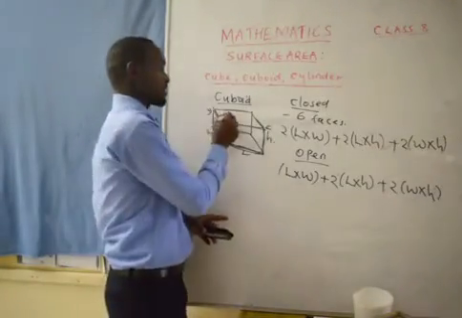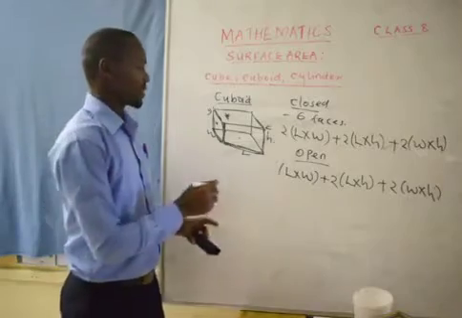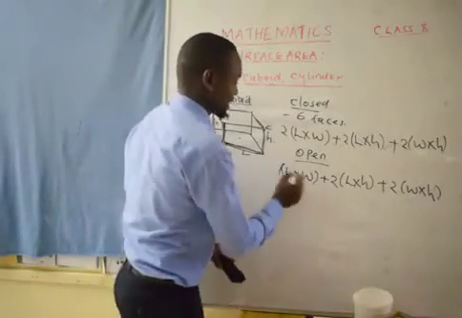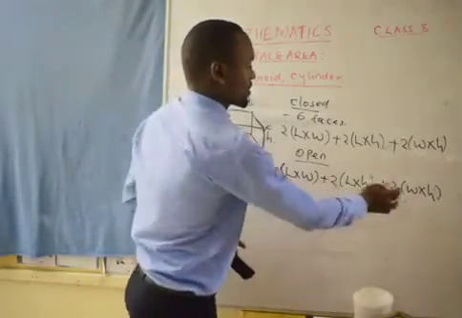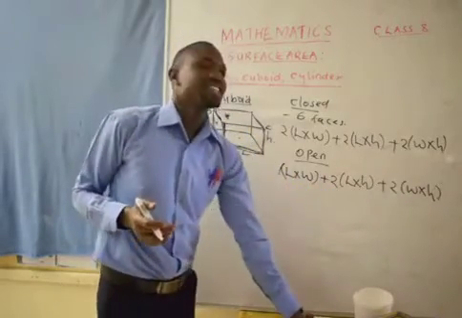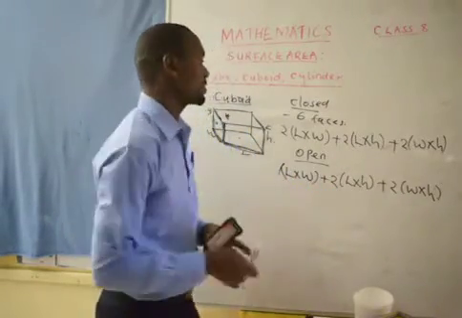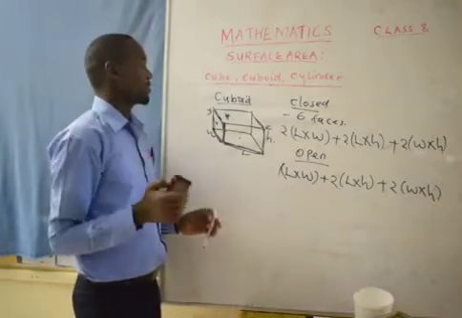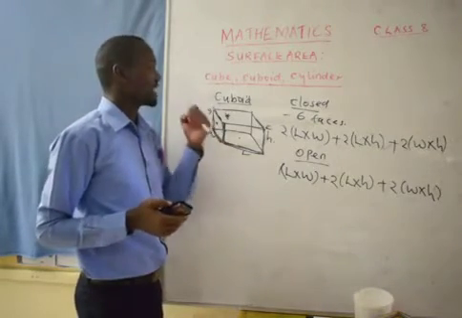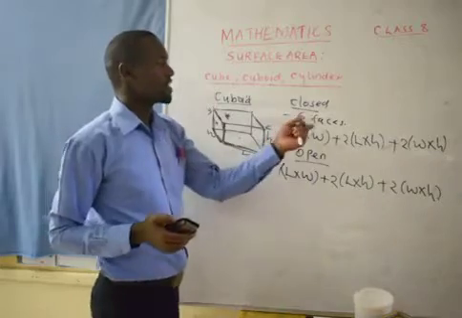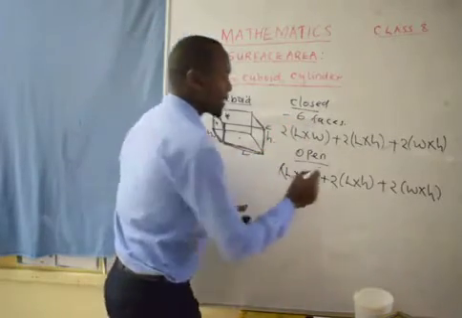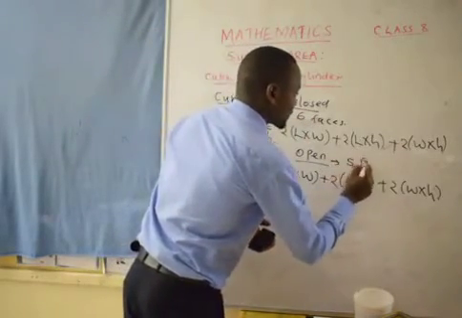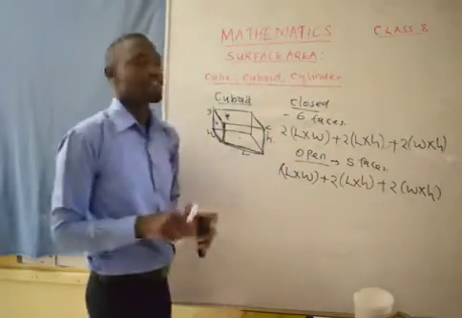It doesn't have the top part. That is why we say it has 5 faces. This is 1, these are 2, and these are 2. So that is the formula for getting the surface area of a closed cuboid and an open cuboid. Only that you have to do is just realize that a closed cuboid has 6 faces, while an open cuboid has 5 faces.